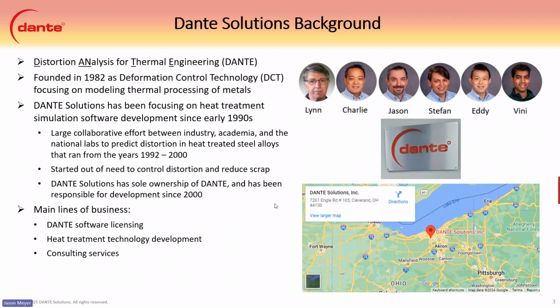So a little bit of background on us. With Dante Solutions, pretty much have everybody here as pictures. Small engineering firm in Cleveland, Ohio. Dante stands for Distortion Analysis for Thermal Engineering, and we were founded in '82 as Deformation Control Technologies, where we focused on modeling thermal process of metals. In the mid-90s, from 92 to 2000, we were part of a large collaborative effort with industry, academia, and the national labs to predict distortion in heat-treated steel alloys. And that's really where the Dante software was kind of born. And since then, we've had sole ownership of the Dante software, and we use it to license the software to users. We use it to develop heat treatment technologies, and then we also use it to consult for projects for customers.